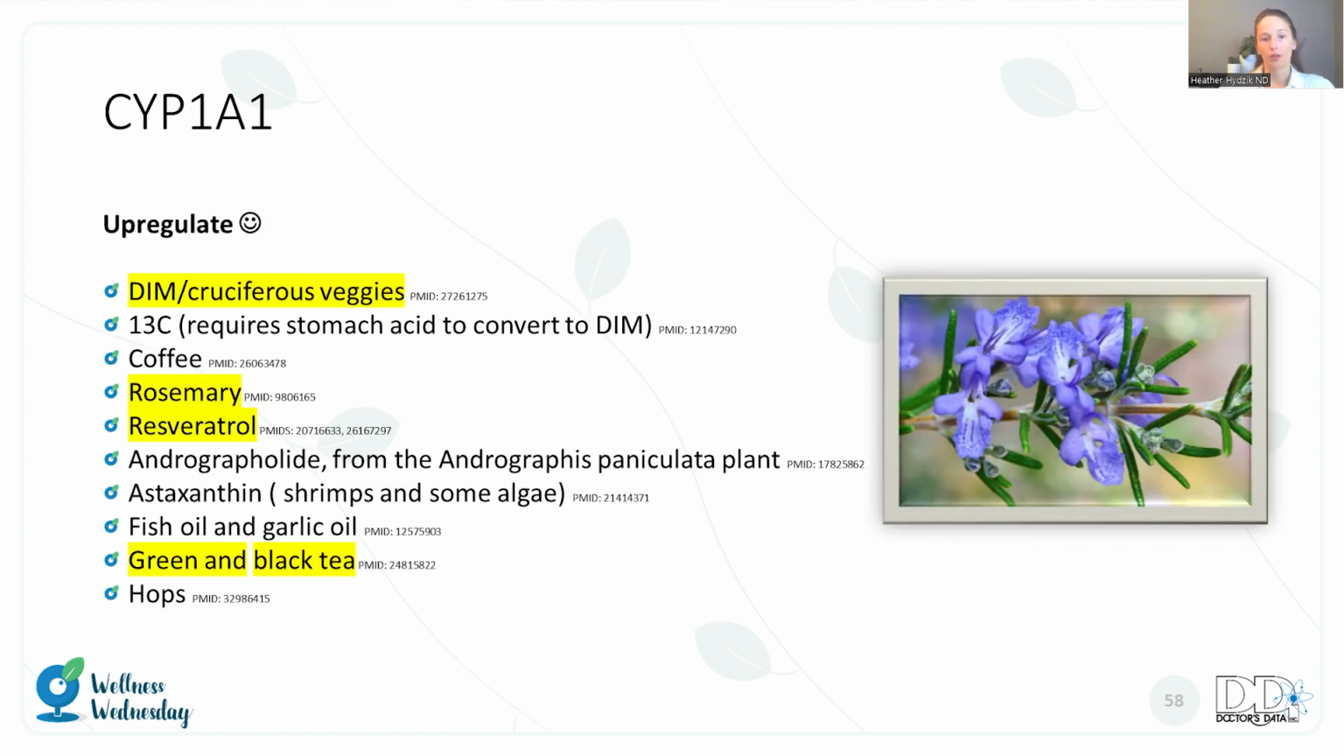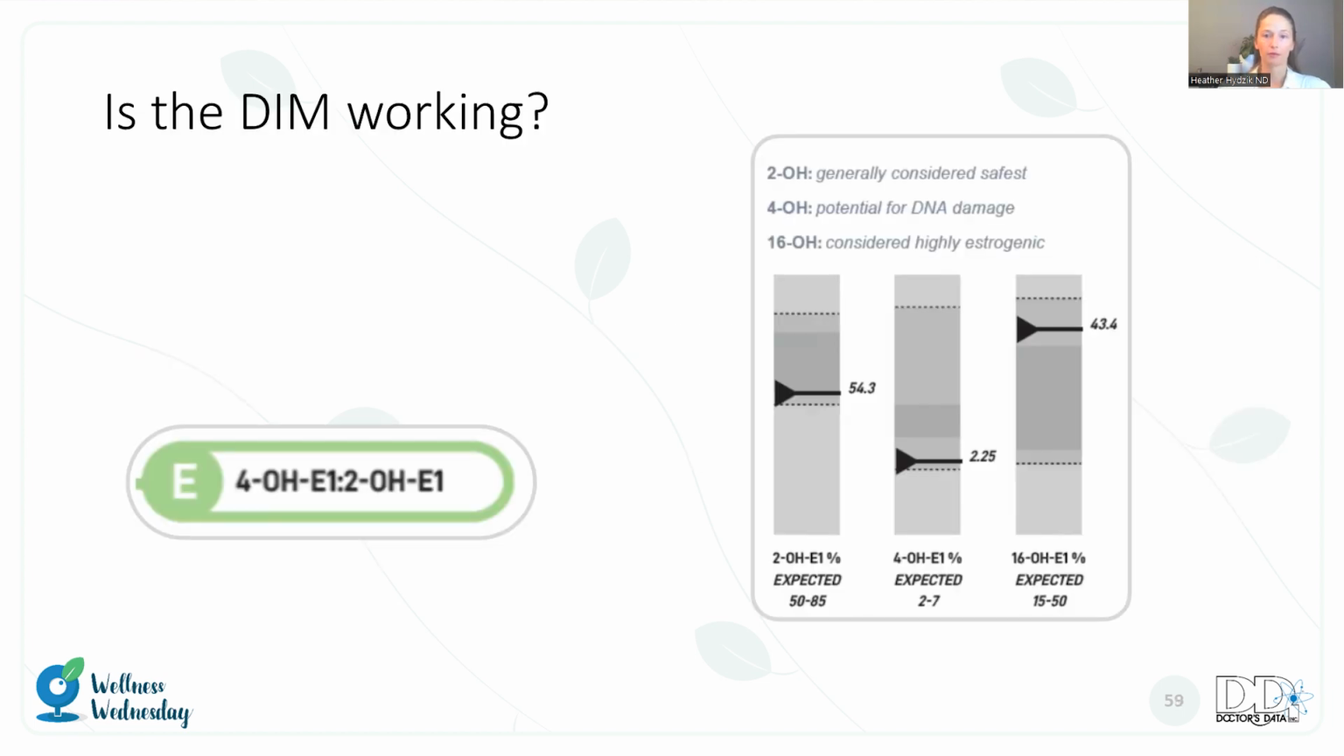Here are some ways to upregulate, which include cruciferous vegetables, DIM, which comes from broccoli, resveratrol, fish oil, and tea. Here are some snippets from a report for a 32-year-old premenopausal female who'd been on DIM for 3 months. I highlighted this one because you can see that her 4-hydroxy to 2-hydroxy ratio is optimal. So it does seem like the goal of taking DIM is working.